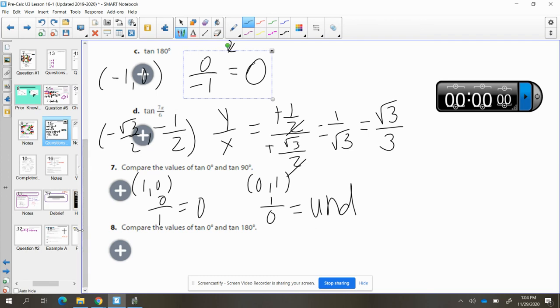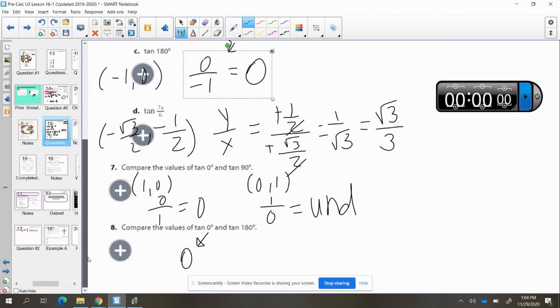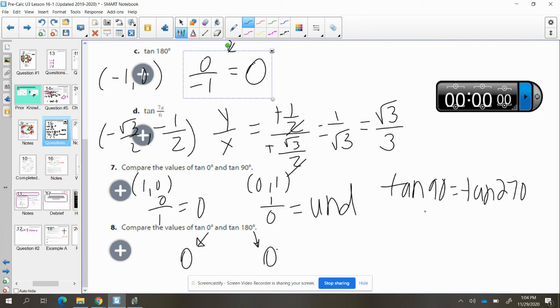Tangent, though, of 0 and 180 are going to be the same because we just found that tangent of 0 is 0. We found that tangent of 180 is 0 as well from above here. So we know that they are the same. So 90 and 270 are actually going to both be undefined, the tangent of 90 and the tangent of 270, because of dividing by 0. They're both undefined. But tangent of 0 and tangent of 180 are the same. They're both going to be 0.